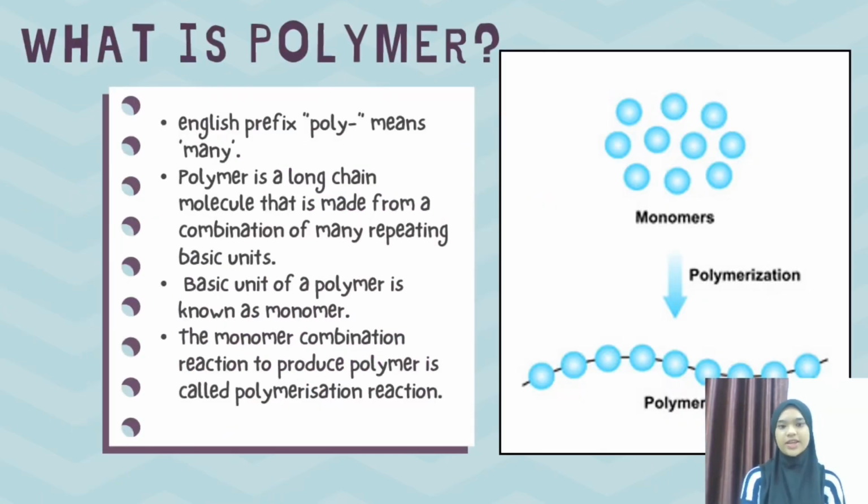Okay, so let's begin with the basics. What is a polymer? The word poly, derived from Greek, means many. Polymer is a long-chain molecule that is made from a combination of many repeating basic units. What is a basic unit? The basic unit of a polymer is known as a monomer. These monomers bond together through a process called polymerization reactions. To simplify, think of a polymer as a bracelet. The individual beads represent the monomers, and the chain holding them together is the polymer.